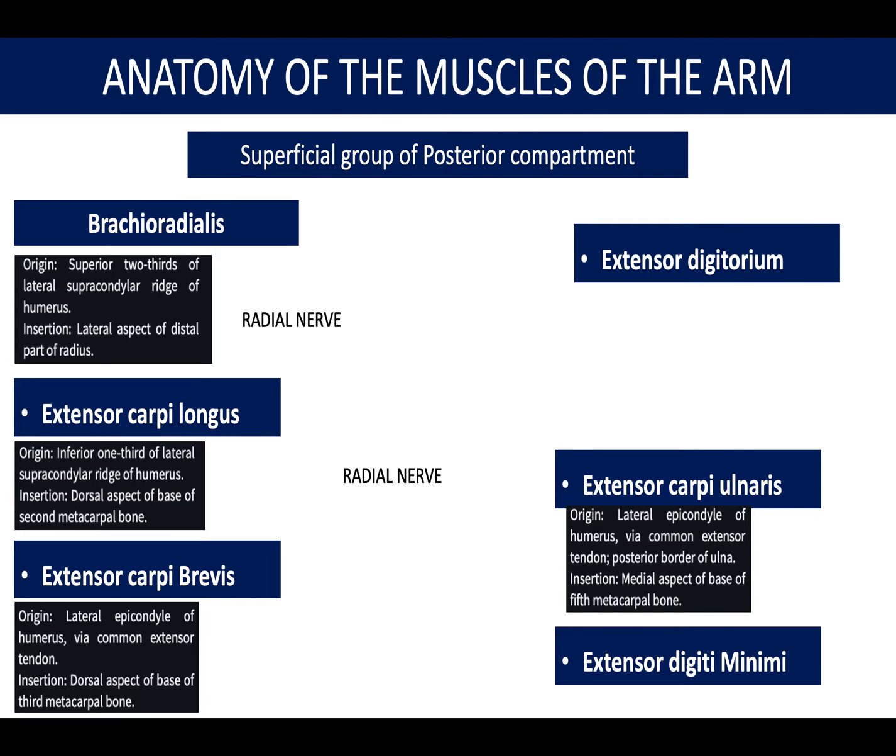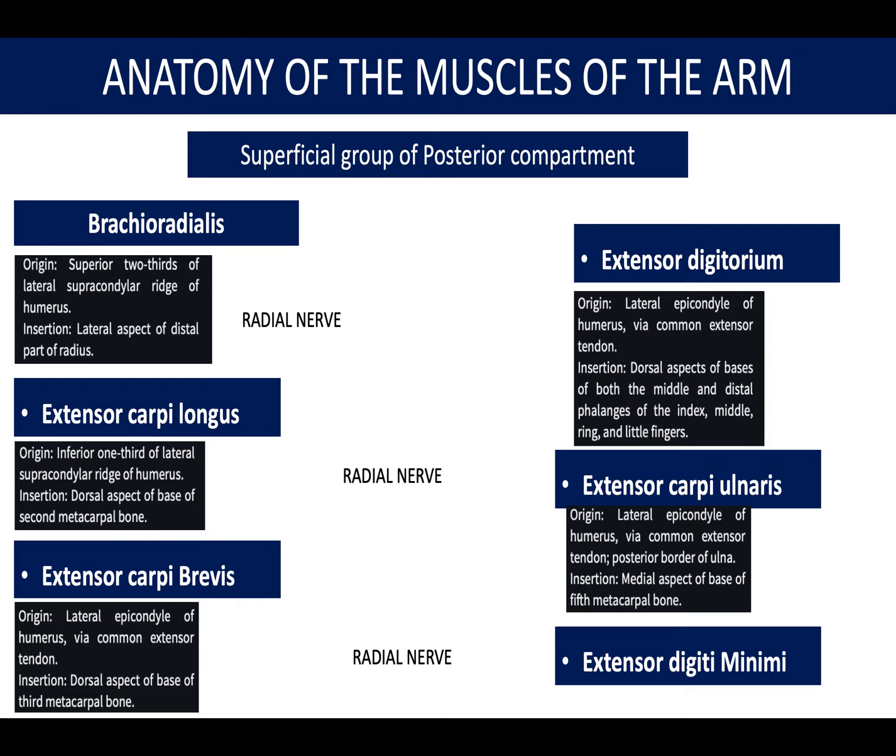Extensor carpi radialis brevis, on the other hand, originates from the lateral epicondyle. So remember, brachioradialis and extensor carpi radialis longus are supracondylar, while this is epicondyle. It inserts into the dorsal aspect of the base of the third metacarpal bone, and is again innervated by the radial nerve.